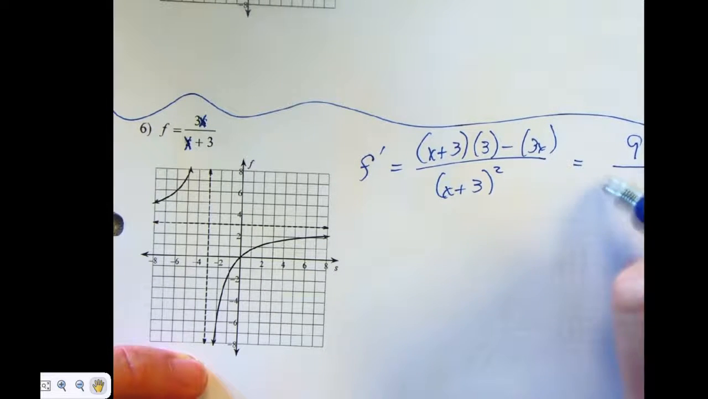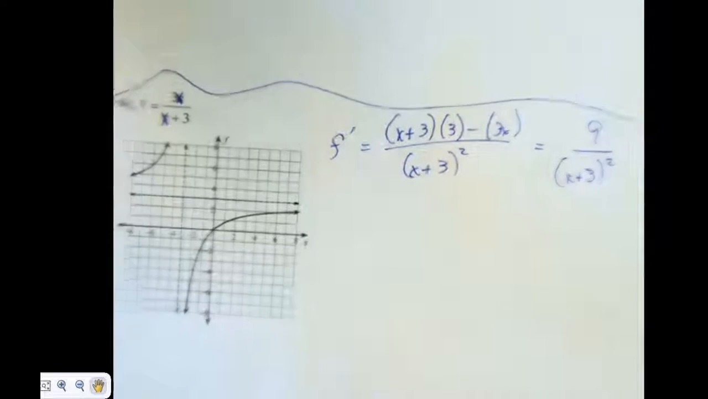Is that 9 over (x plus 3) squared? Is that what you guys got? So that's just the quotient rule. Which node doesn't go away? Sorry.